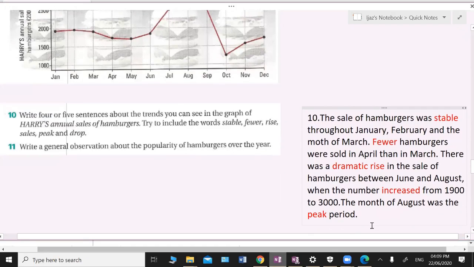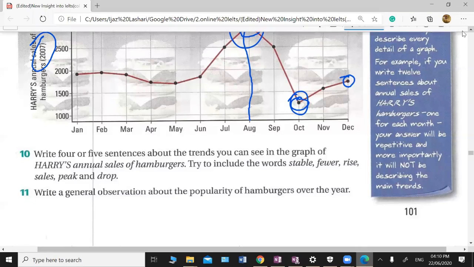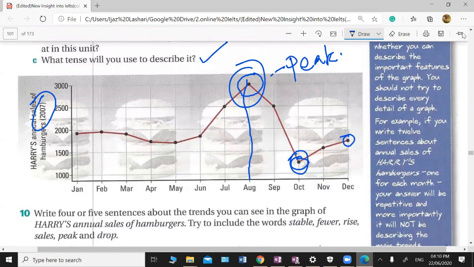Yes, Mariam. The sale of hamburgers was stable throughout January, February, and the month of March. Fewer hamburgers were sold in April than in March. There was a dramatic rise in the sale of hamburgers between June and August, when the number increased from 1,900 to 3,000. The month of August was the peak period. That was the month where the maximum number of burgers were sold. Okay. Can you say that in June to August it hit the peak? Yes, that's an excellent comparison.